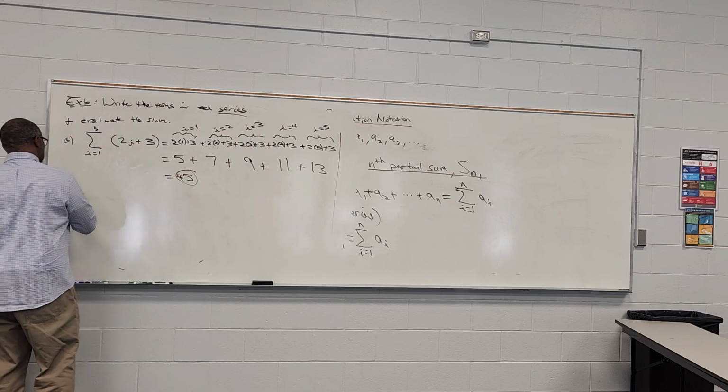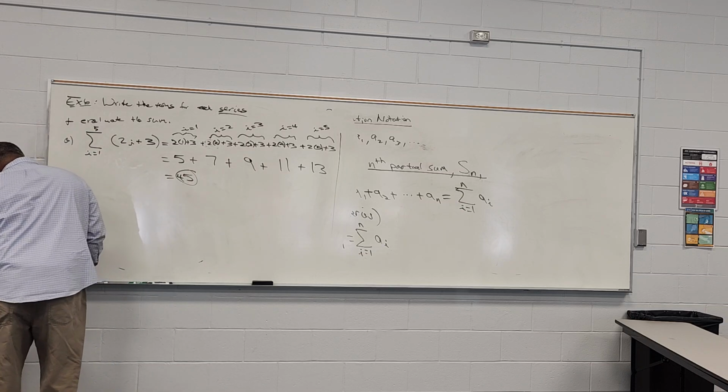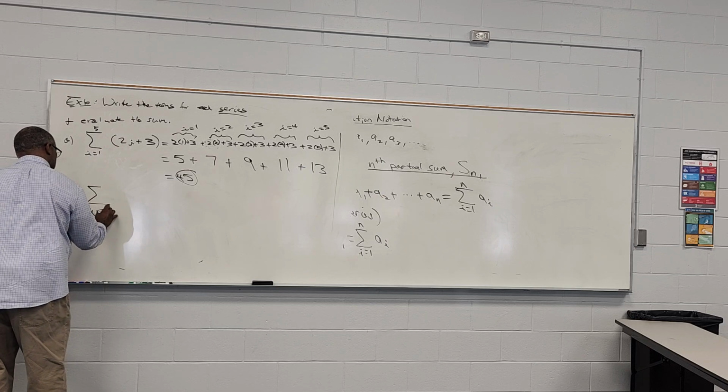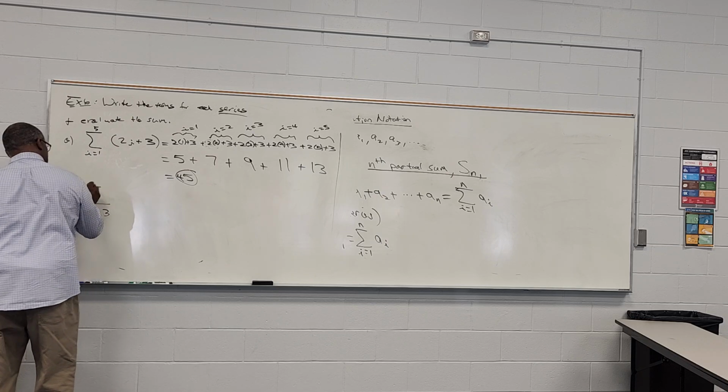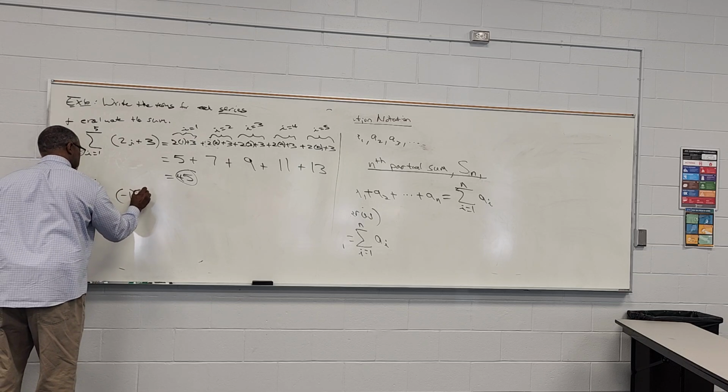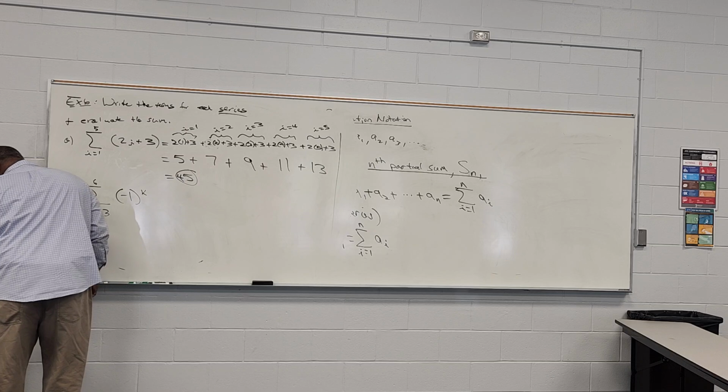Okay? B, the sum, k equals 3 to 6, of negative 1 to the k, okay, times 1 over k.